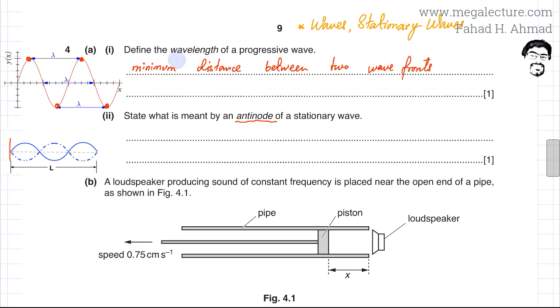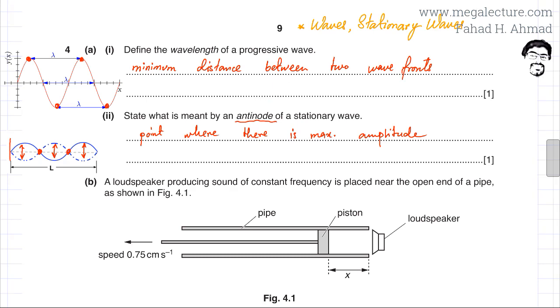This point over here would be your node, the position where the wave is going to have minimum amplitude or no amplitude at all. And this point over here is going to be your antinode. This is the point where the wave would oscillate. This is another antinode. So the wave particles would have maximum oscillation. So it's the point where there is maximum amplitude. So that is what is meant by an antinode of a stationary wave.